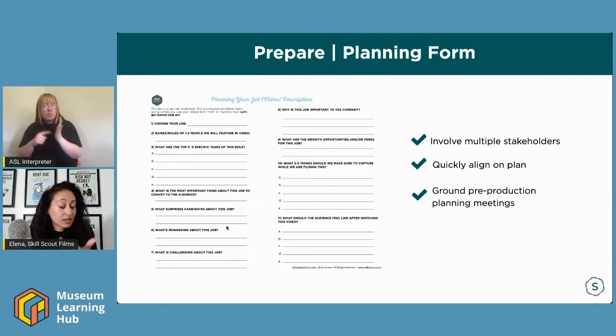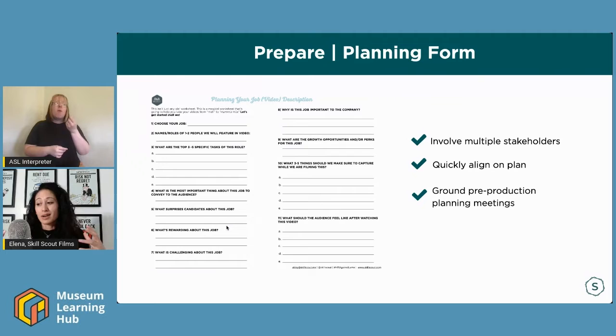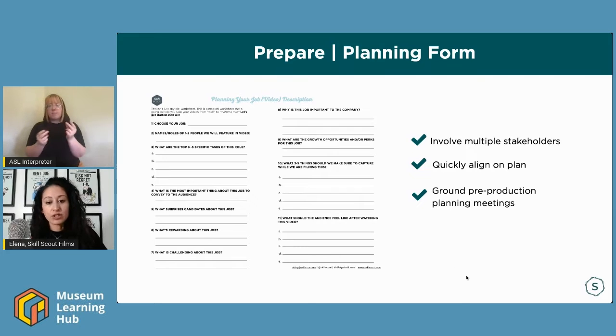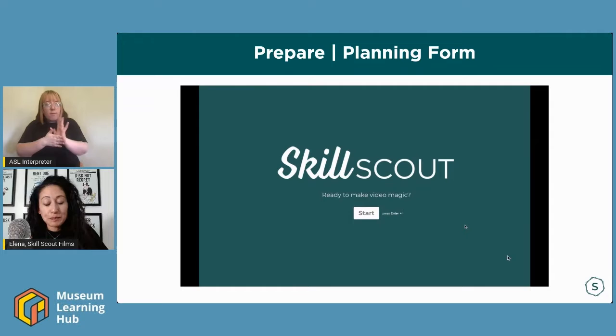This is just an example of a template form that we have created that really, number one, allows for multiple stakeholders to be involved without wasting a lot of time. And so being a lot more efficient with that, especially in the planning process. It allows you as that video leader to quickly align on the plan. And absolutely, it really helps to ground pre-production planning meetings. So when you're thinking about your videos, what does that look like for you?